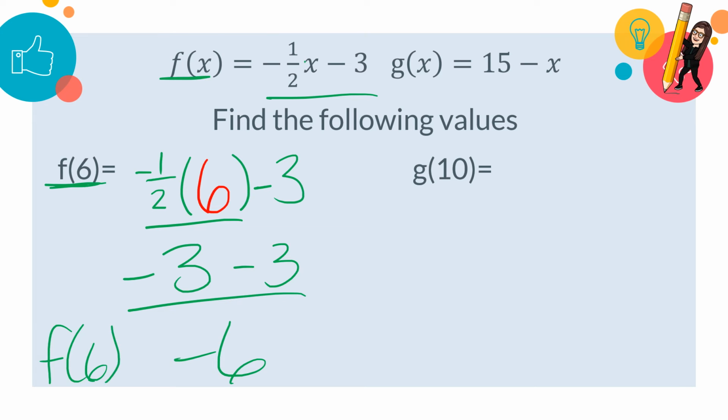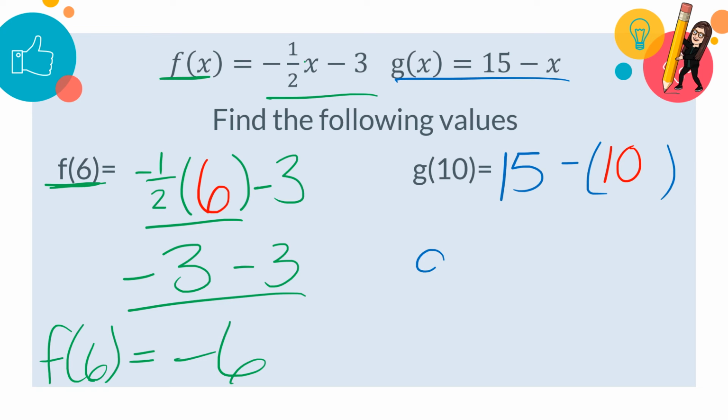So even if there's fractions, negatives, we follow the same process. G of 10. We write the G function, but instead of x, we're plugging in 10. 15 minus 10, nice easy calculation on this one. 5. So one thing you'll notice, our rules are different on these examples. That's fine. Whatever you're working on has to give you the rule to use. So just make sure you're using the right one.